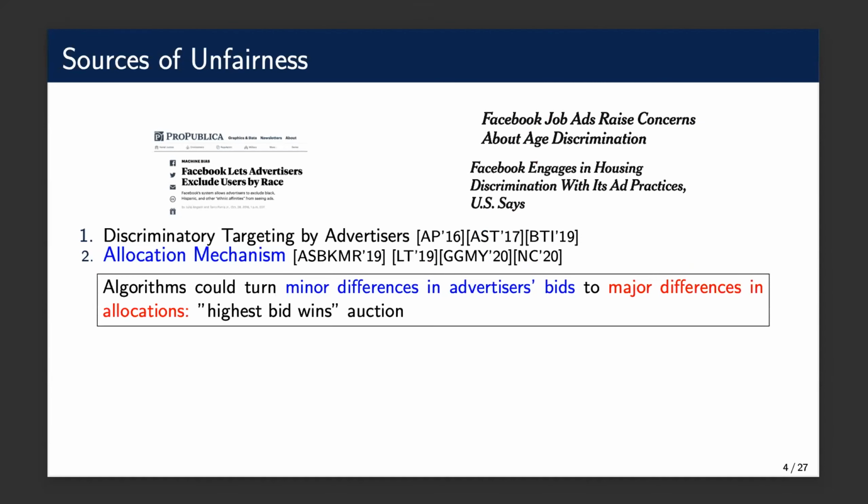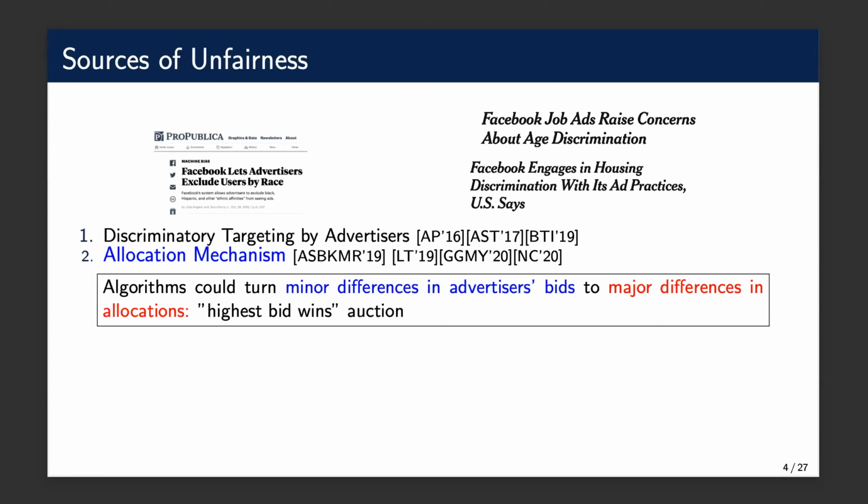Okay, so I talked about unfairness in advertising. So where does this unfairness come from? First of all, it could be that the bids and the values that the advertisers set for the users are themselves unfair and biased. There has been a lot of journalistic and empirical work that shows this happens in major advertising companies. For example, discrimination happens based on race, gender, or age.